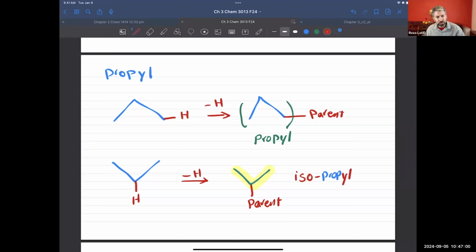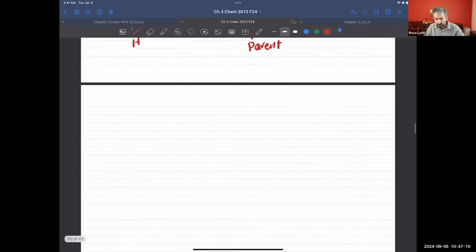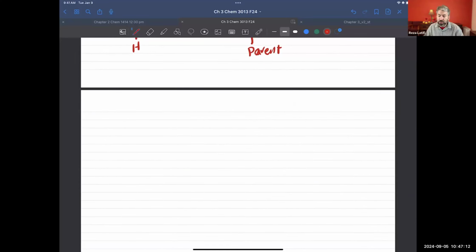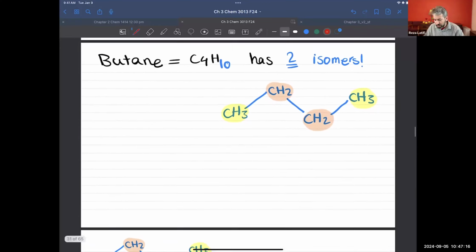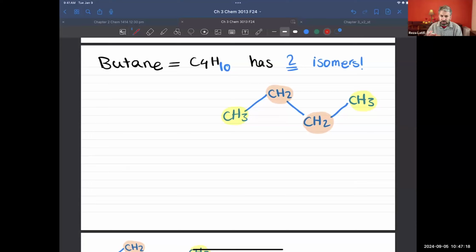Okay, isopropyl. So we got 2 structures for propyl. You can say 2 isomers. How about a butyl? What will happen if you have 4 carbons?